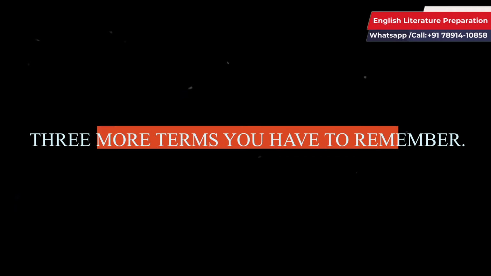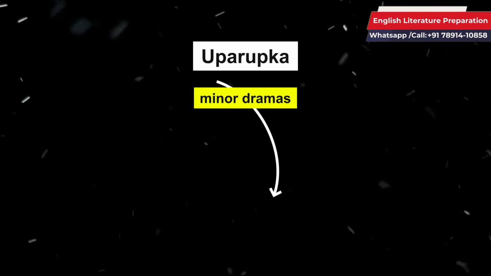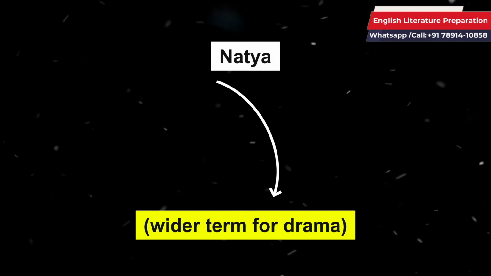3 more terms you have to remember: Rupaka, Uparupaka and Natya. Rupaka means major dramas and it is further classified into 10 classes. Uparupaka is also known as minor dramas and further classified into 14 classes. Natya is the wider term used for drama. Okay, you can say that Rupaka, Natya, Abhinaya, all these are substitution words, synonyms for the word drama in the English language. Okay, Roop means portrayal.